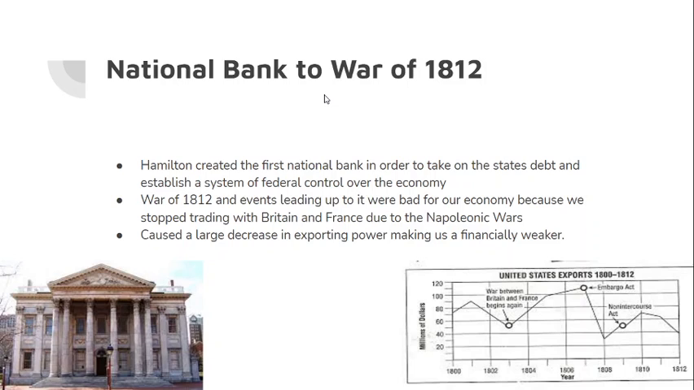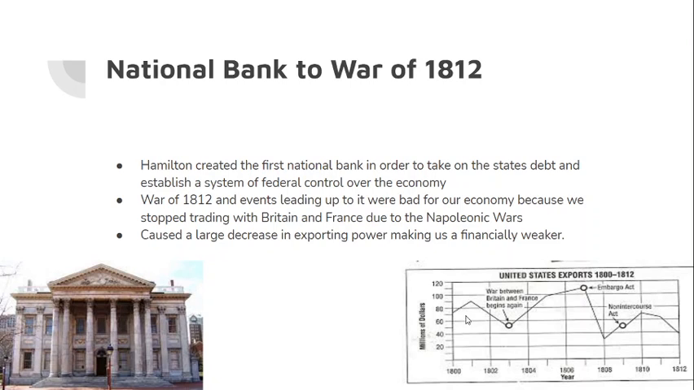So the first major thing that happened in the U.S. economy was the creation of a national bank. Alexander Hamilton, a prominent Federalist, created the first national bank in order to take on the state's debt, which was accrued as a result of the Revolutionary War, and establish a system of federal control over the economy. This is a pretty smart move because after the Revolutionary War, a lot of states were sitting in piles of debt, and in order to establish the powers of the federal government, the national bank would take up all these debts for themselves, and they would allow the states to function more efficiently.